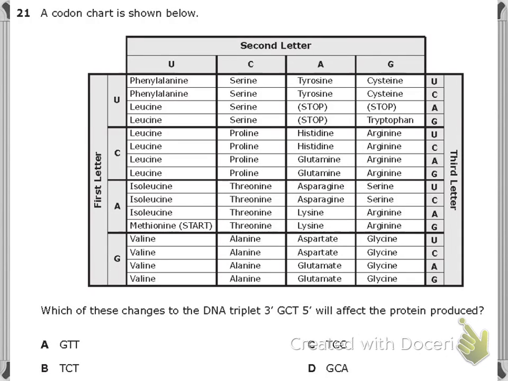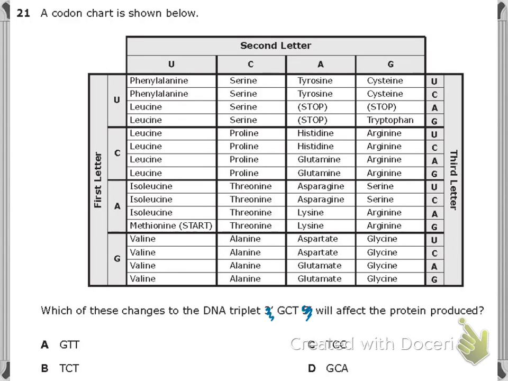Number 21 states, a codon chart is shown below. Which of these changes to the DNA triplet GCT will affect the protein produced? Now I'm not reading this 3' and 5' part because it doesn't have anything to do with how this is going to play out. So don't worry about that part.